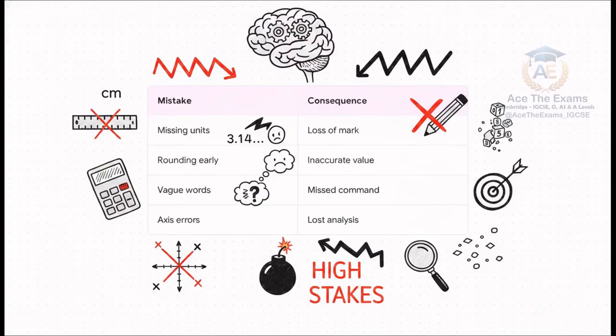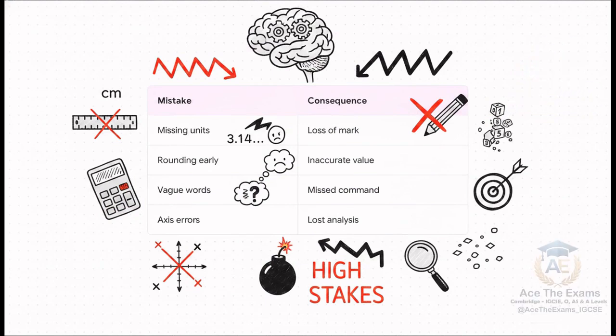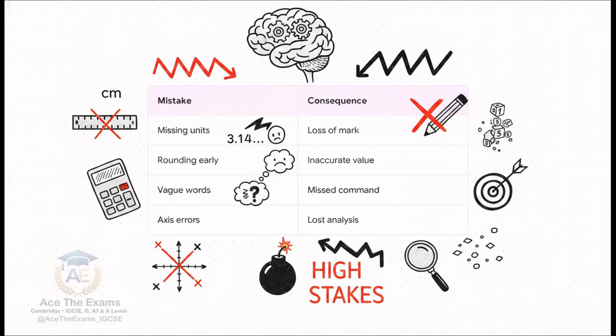Now, ordinary rote revision totally fails here, because memorizing formulas just isn't enough. You have to avoid these highly specific mechanical errors that examiners are constantly on the lookout for. Let's look at the direct link between a seemingly simple mistake and its massive consequence. Missing your units? That's a total loss of your final mark. Just gone. Rounding too early?